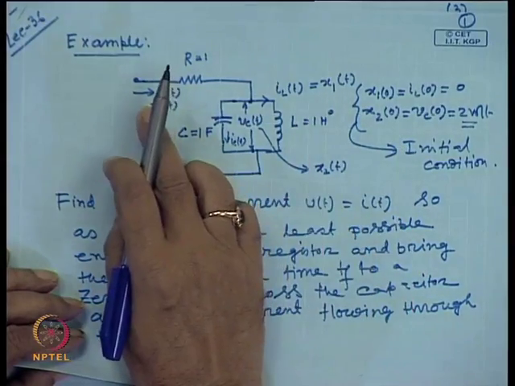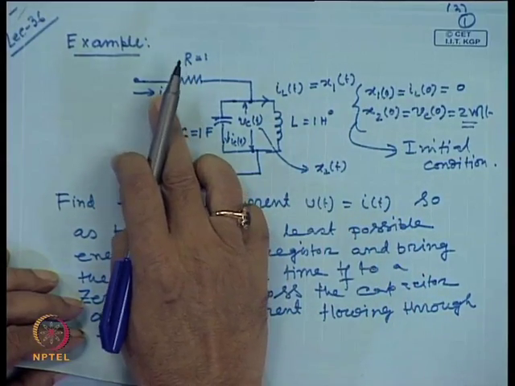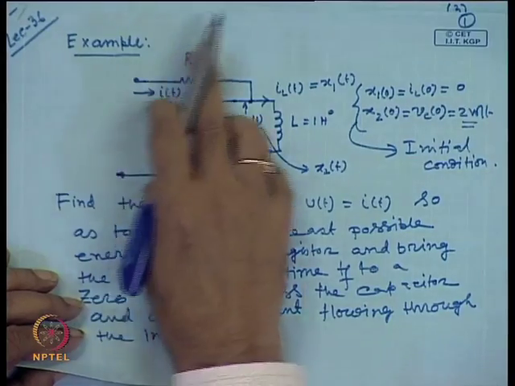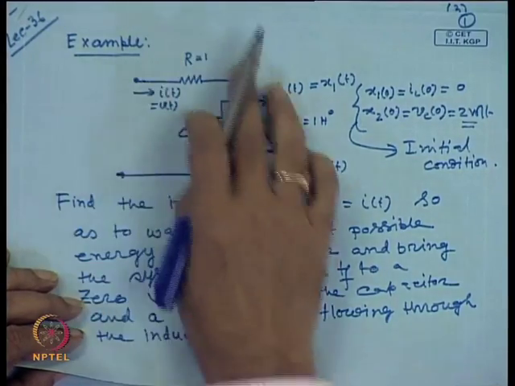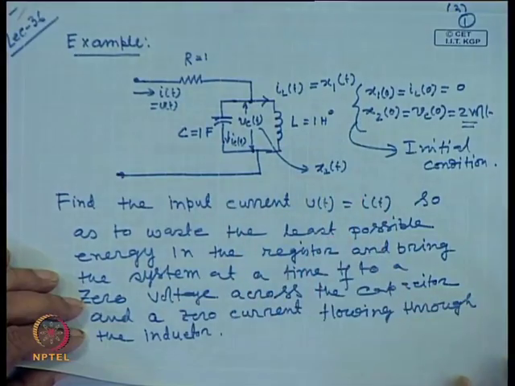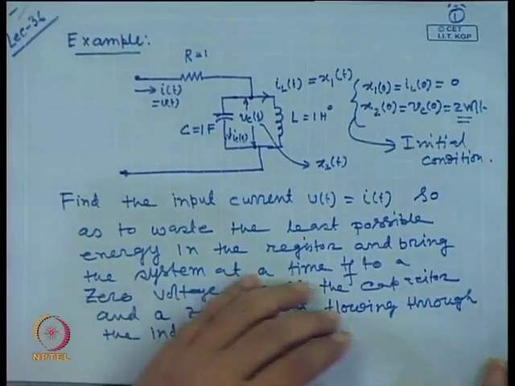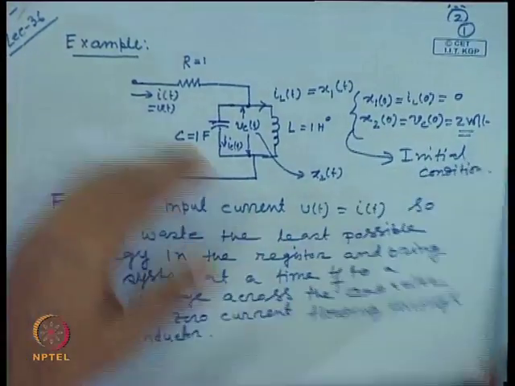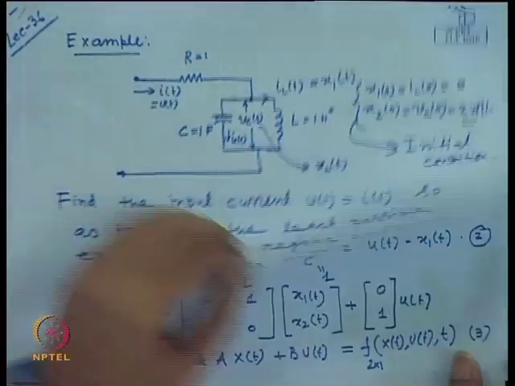Find the corresponding control law u of t, in other words i of t, such that the loss in the circuit is minimum, that is, it wastes the least possible energy. Power loss in the circuit is as small as possible.